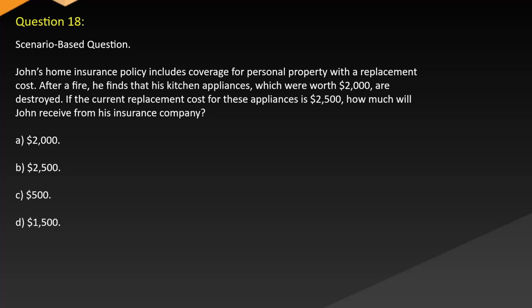John's home insurance policy includes coverage for personal property with a replacement cost. After a fire, he finds that his kitchen appliances, which were worth $2,000, are destroyed. If the current replacement cost for these appliances is $2,500, how much will John receive from his insurance company? A. $2,000. B. $2,500. C. $500. D. $1,500.